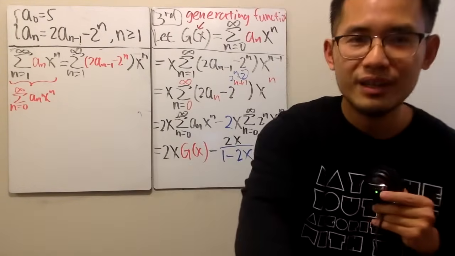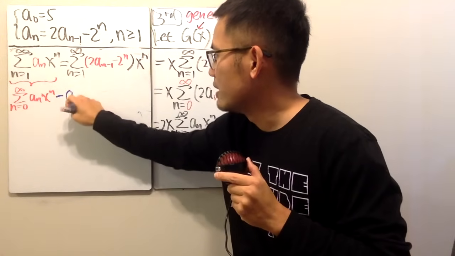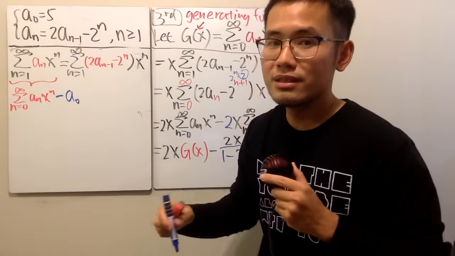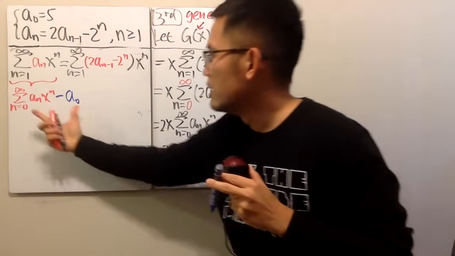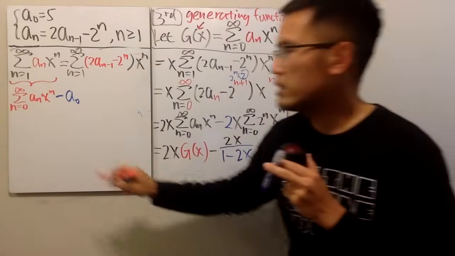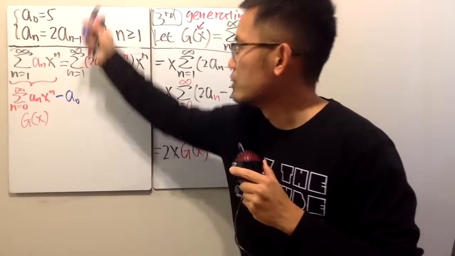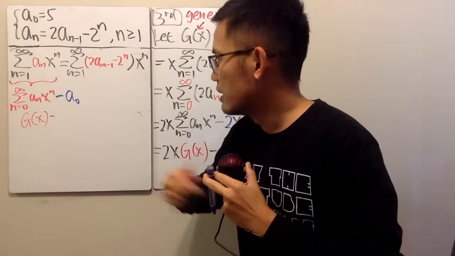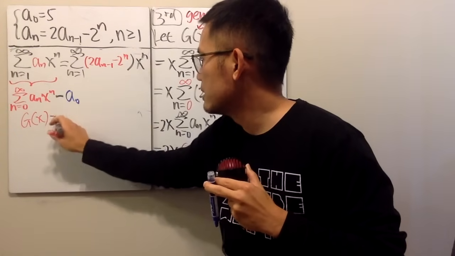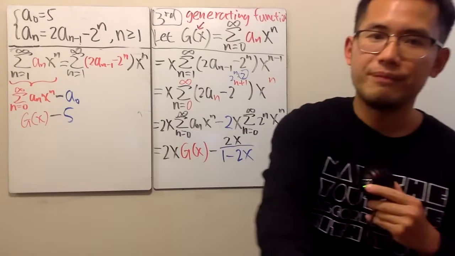But of course, if you add the a0, just go ahead and minus the a0, so we can keep that balanced. And we do know what a0 is. This is the same as that. And you know this is our generating function. So this right here is g of x. And then we can just go ahead and minus, well, the minus should be in black, minus. And the a0 is 5.